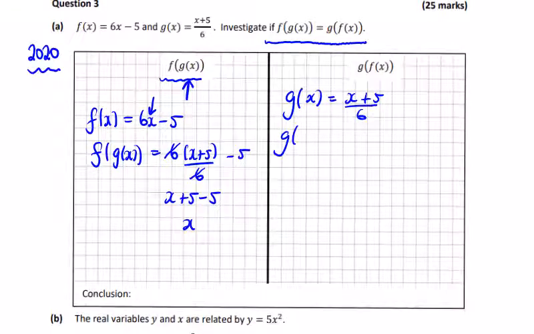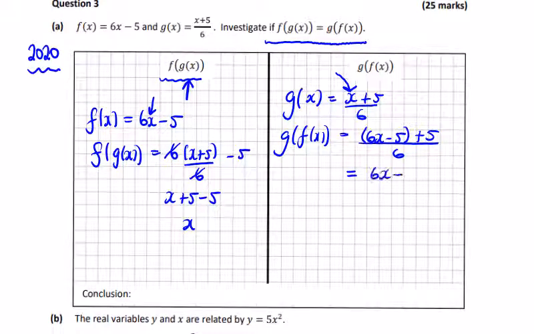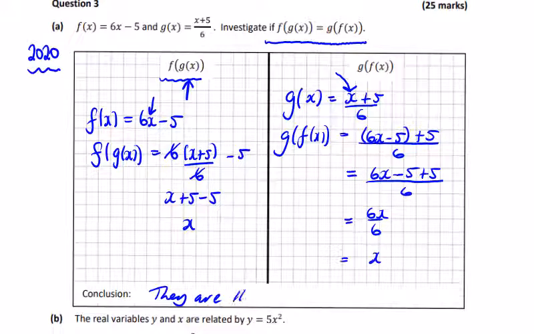If I want g of f of x, I want to replace this x with f of x. So that's equal to, with f of x, it's going to be 6x minus 5, that's the x replaced, plus 5, over 6, which is equal to 6x minus 5 plus 5 over 6, or 6x over 6, which is just equal to x. So, conclusion, they are the same.